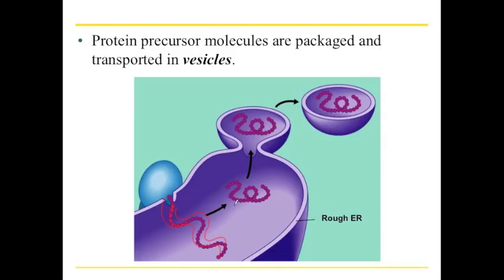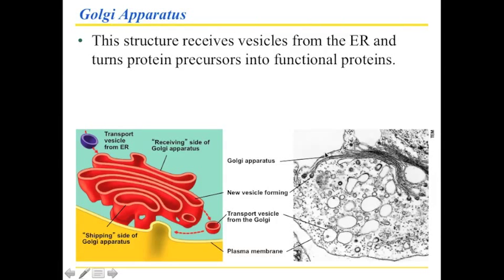And one of the things that we talked about in chapter 3 is that in order to make a fully functional protein, you have to turn it into a three-dimensional shape. This does not happen in the rough ER. In order to do that, we need to ship them out. And to ship them, we use membrane structures called vesicles. And that's what this is. A vesicle is simply a cellular transportation device. They are being shipped to something called the Golgi apparatus.